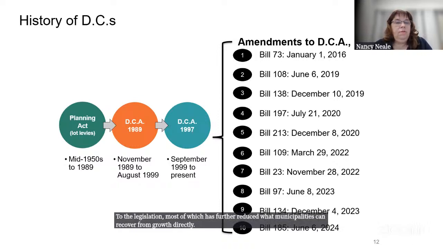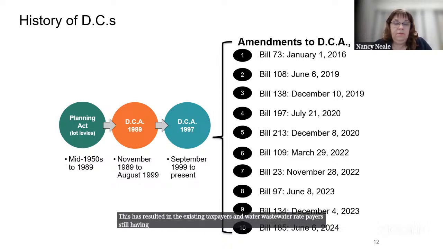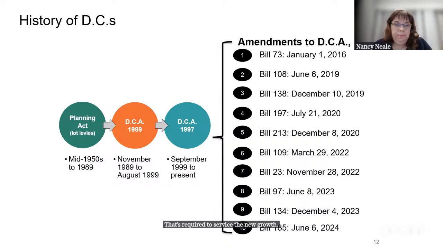So with all of the changes and the reductions and exemptions that we'll get into, this has resulted in the existing taxpayers and water and wastewater ratepayers still having to help fund some of the growth-related infrastructure that's required to service the new growth. Next slide.